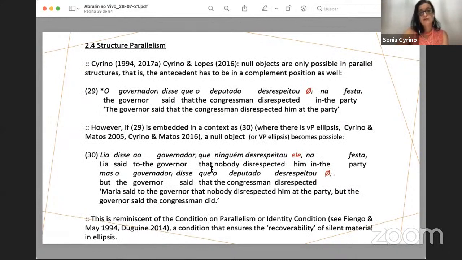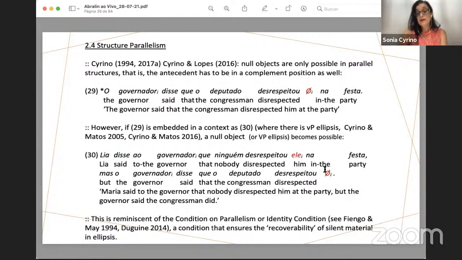Also, I have talked about structure parallelism. Null objects are only possible in parallel structures. That is, the antecedent has to be in a complement position as well. For example, you cannot say "o governador disse que o deputado desrespeitou na festa." So the antecedent of the null object cannot be the subject of the matrix sentence. But if we embed this in a context where there is VP ellipsis or VP stranding ellipsis, then a null object or a VP ellipsis is possible. "Lia disse ao governador que ninguém desrespeitou ele na festa, mas o governador disse que o deputado desrespeitou."